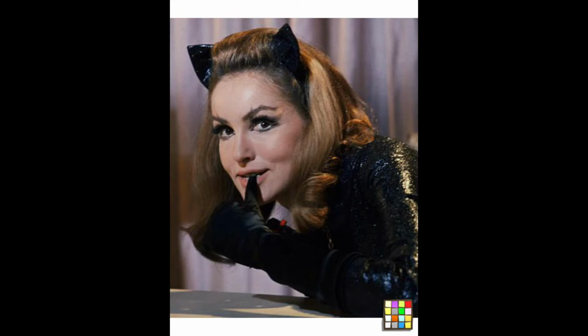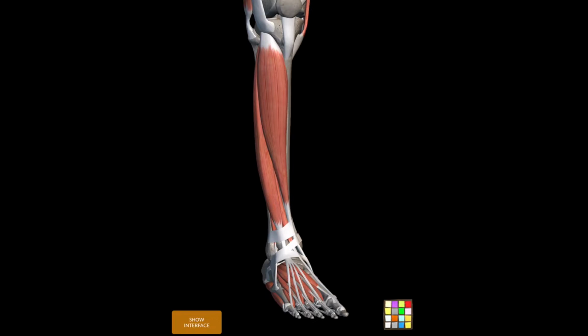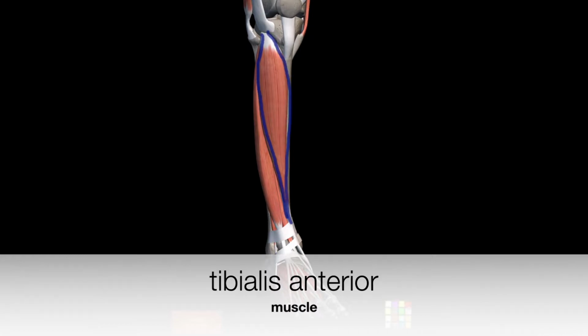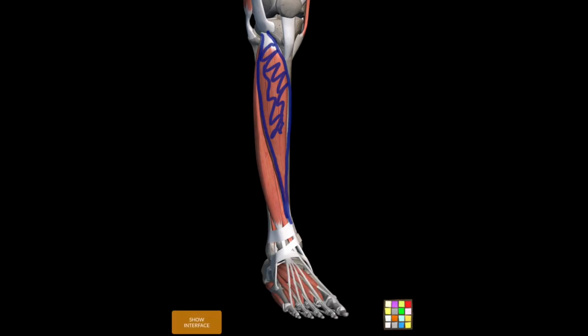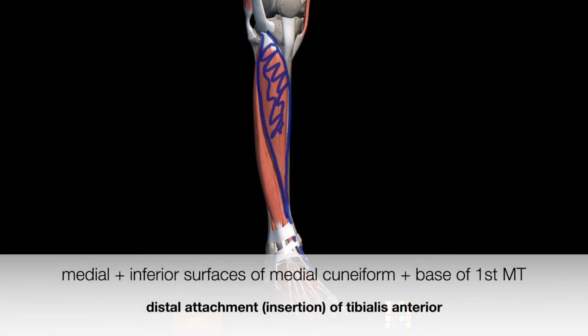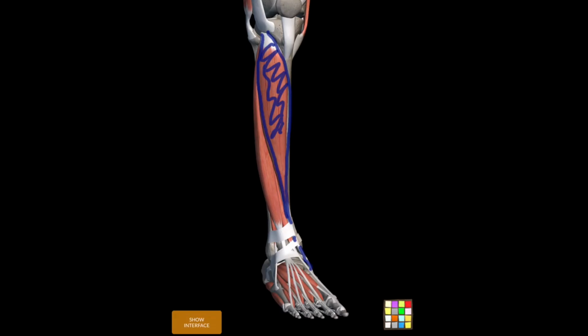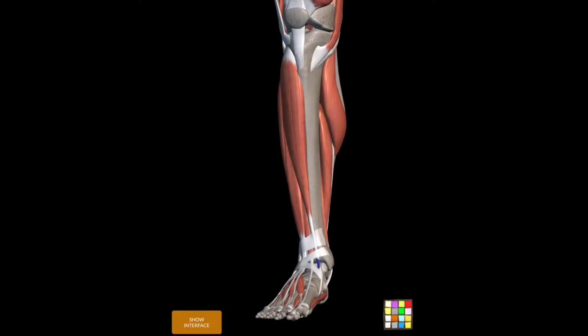We can look now at the compartments in isolation, starting with the anterior extensor compartment. This most prominent and most medial muscle here is tibialis anterior. It arises from the proximal part of the lateral surface of the tibia, and its fibers extend down to a tendon that is attached to the medial and inferior surfaces of the medial cuneiform and the base of the first metatarsal. We can actually see this better in our original image. Here we have it, the tendon of tibialis anterior, which will be wrapping around underneath those two bones.